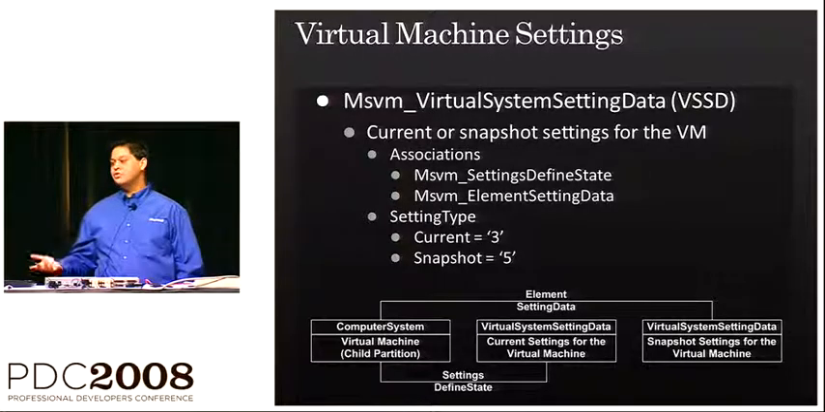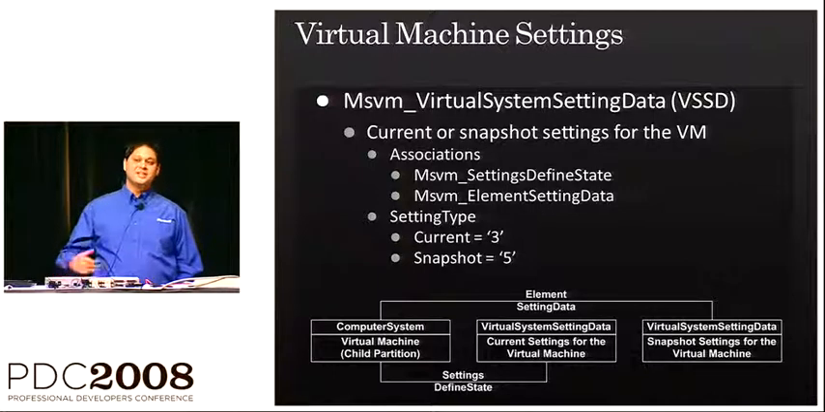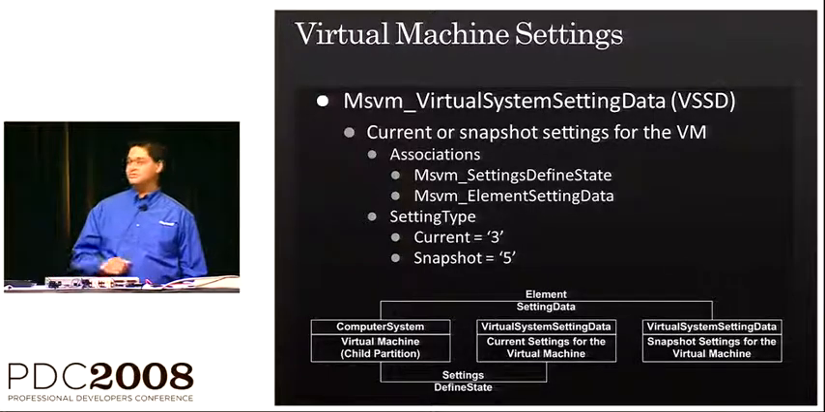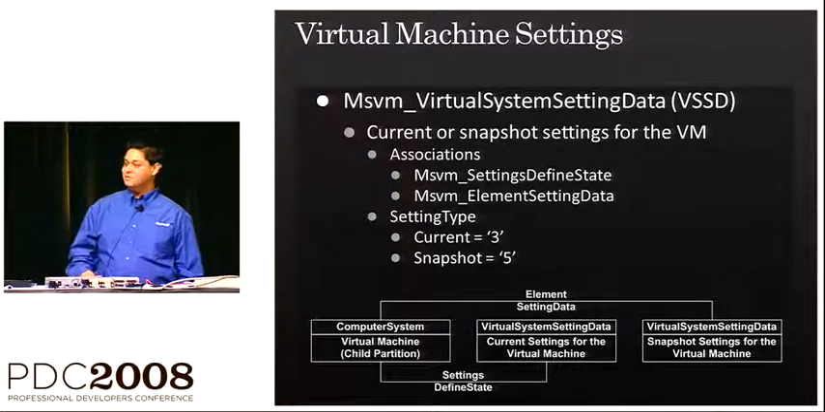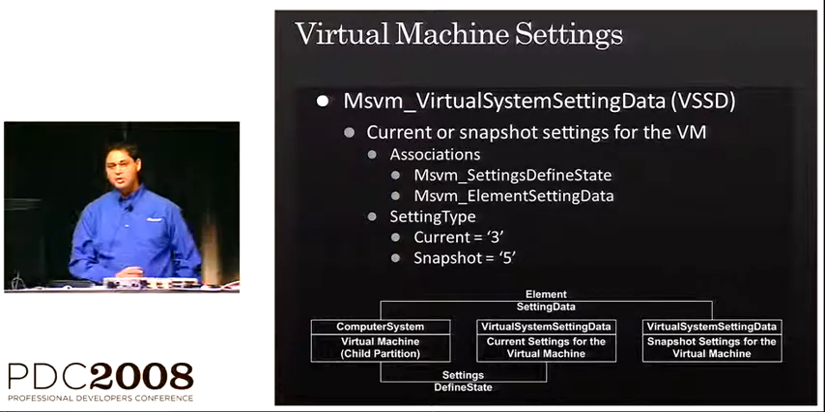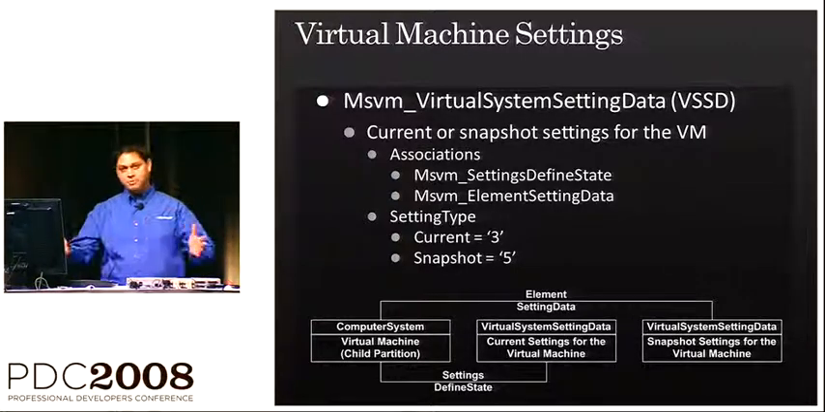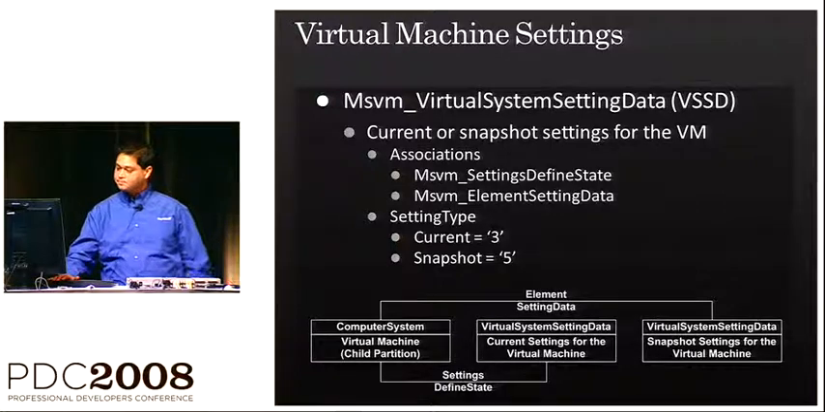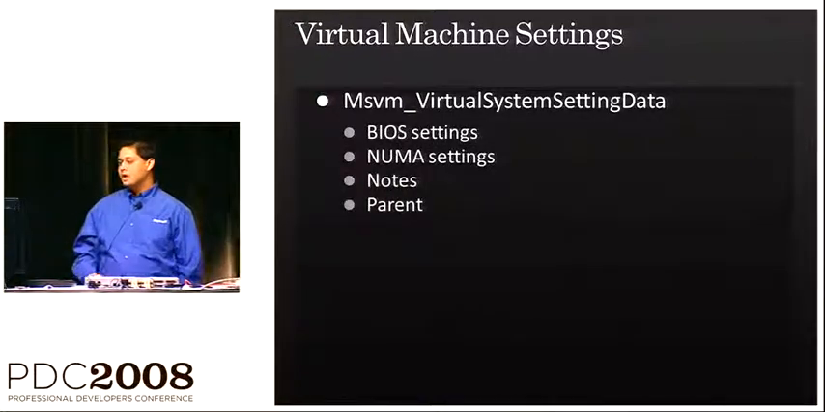The reason we don't recommend that you go down this route is it doesn't give you any context information. For instance, if you enumerate all of the virtual system setting data objects whose SettingType equals 5, you'll get every snapshot on the system, regardless of what virtual machine it happens to be associated with. It's not going to be terribly useful in most cases. So in order to get that context, again, follow the associations.